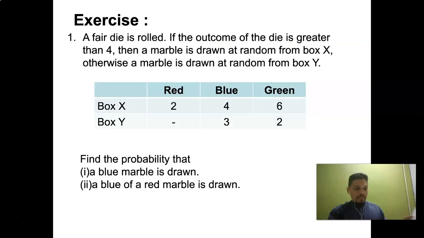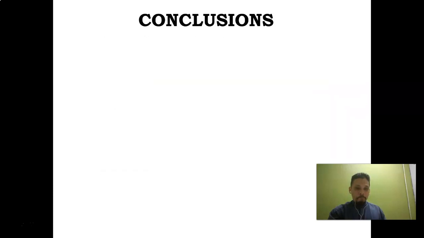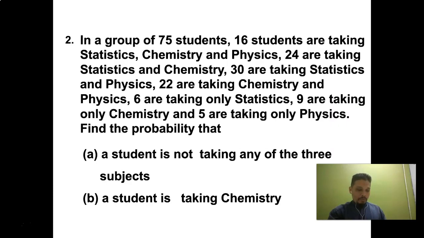Okay, so we have reached the exercise for this topic. For you to try. Okay, the final answers are provided, so try yourself. Okay, for question number 2, for question A here, it is 11/75, and B is 39 divided by 75.